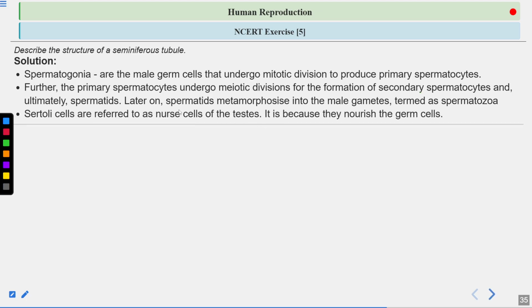Sertoli cells are also known as the nurse cells of the testes. Why are they known as the nurse cells? Because they provide nourishment to the germ cells.